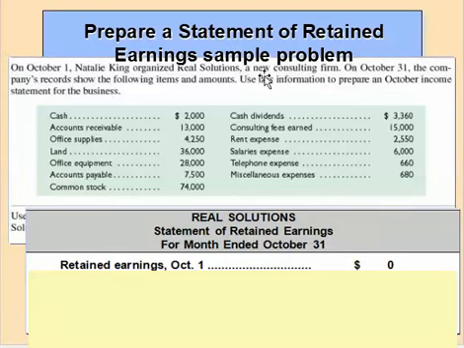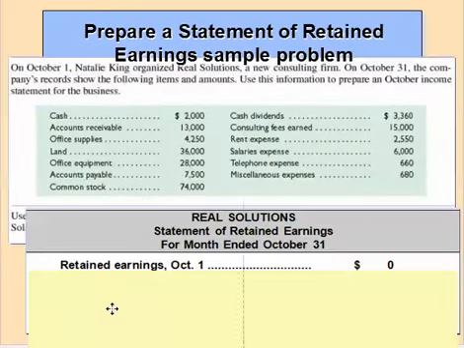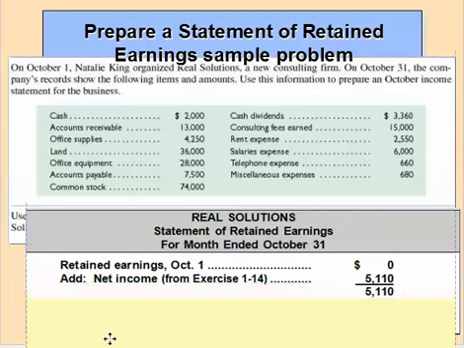Well, this particular company didn't have a balance prior. It's a brand new company. It says a new consulting firm, so they didn't have any savings, so they're going to start with a 0. There's no retained earnings to be had. Then we're going to add net income. Well, we just calculated that here from our income statement, $5,110. So we're going to go ahead and add that.